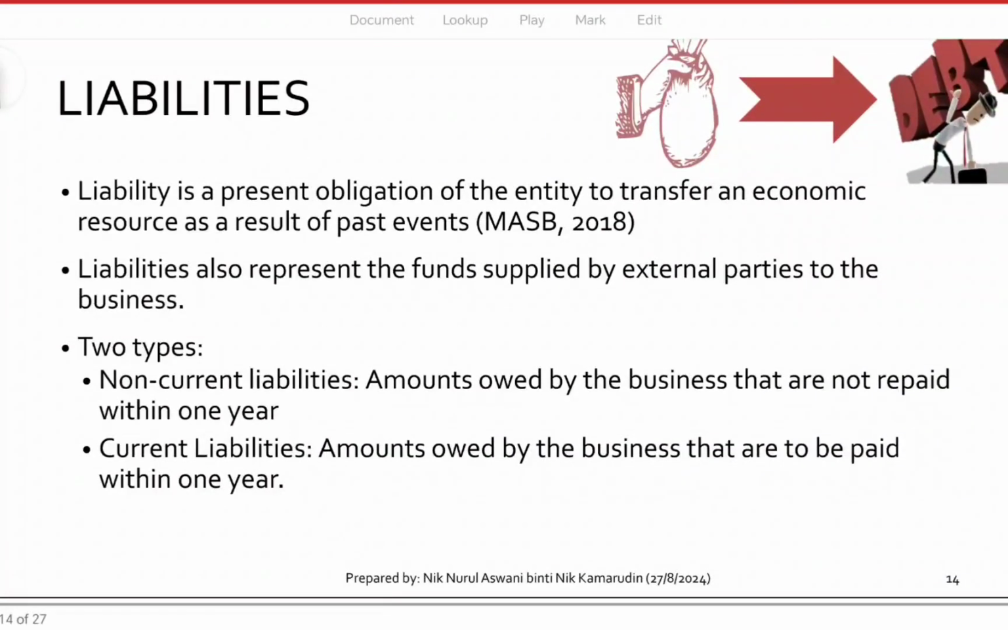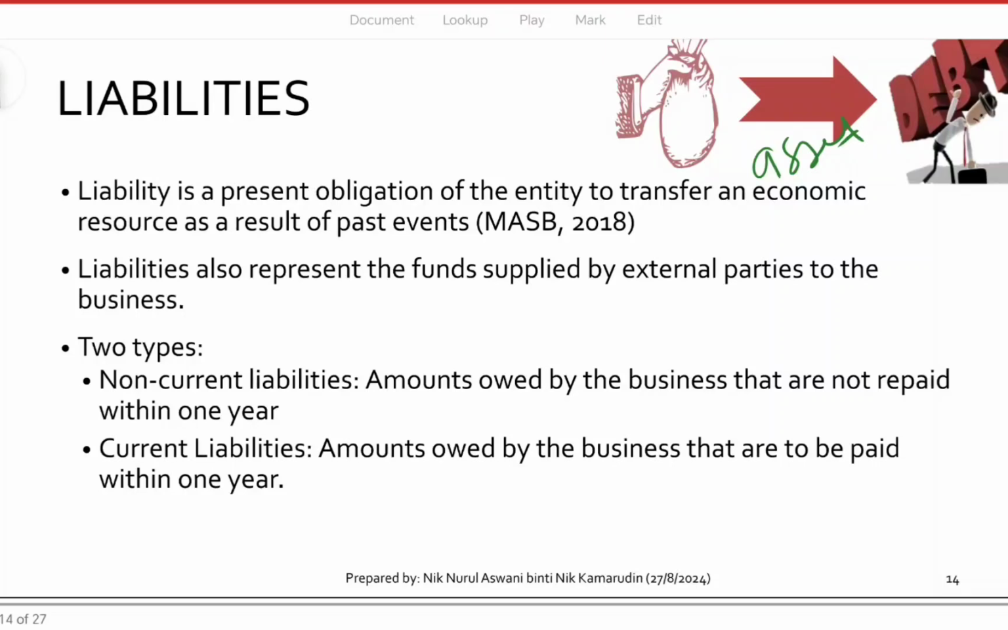Next, the liabilities. Liabilities are defined as a present obligation of the entity to transfer an economic resource as a result of a past event. What does it mean by economic resources? Assets. So to transfer assets to another entity as a result of a past event.